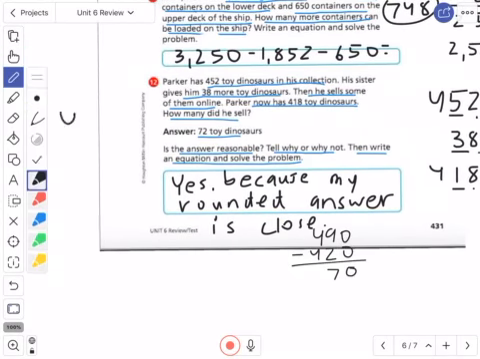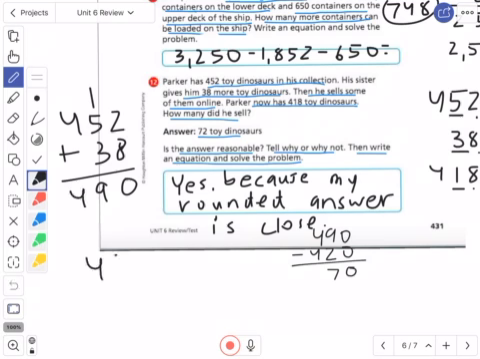So I'm going to start with 452 plus 38. 2 plus 8 is 10. 0, carry 1. 1 plus 5 is 6. Plus 3 more is 9. 4 minus nothing is 490. So we're going to do 490 minus 418.